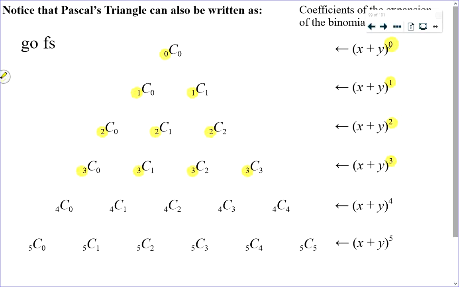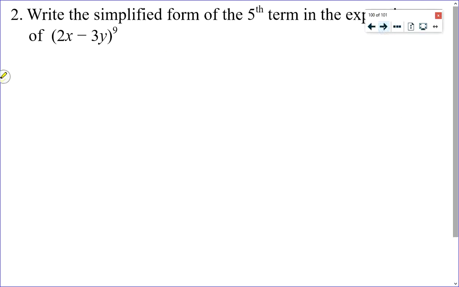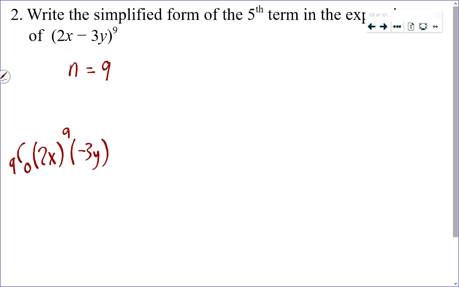So we're going to use this idea with one final example. And I'm going to make an attempt to make things even simpler for you, where we don't have to start looking at the first term to get the second term to get the third term. But that's what we're going to do to begin with. Since n here is 9, our first term will have this for a coefficient: 9 choose 0. It will contain a 2x to the 9, and it will contain a negative 3y to the 0.